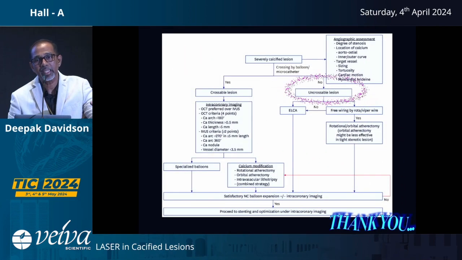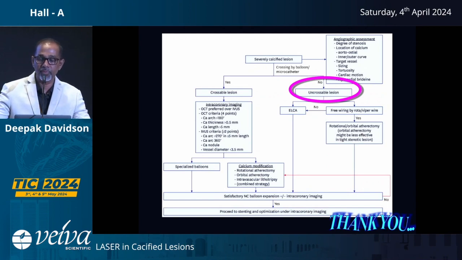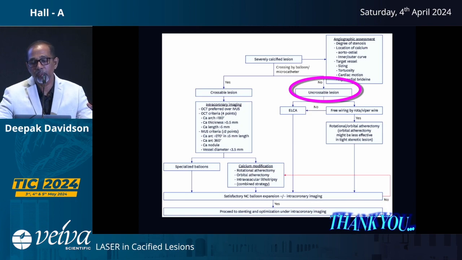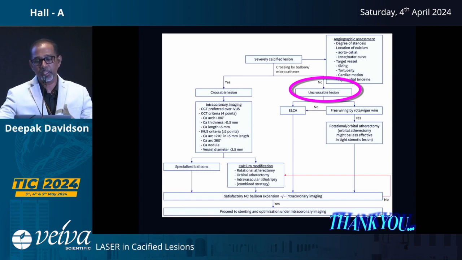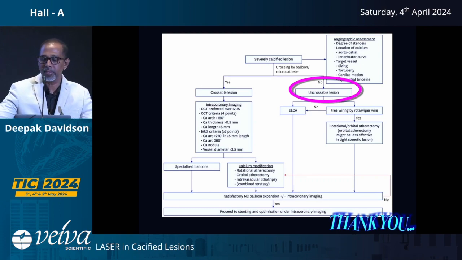So dear friends, in a calcified lesion, we do have many options to manage these particular patients. We have the ablation therapies like rotablation as well as orbital atherectomy. We have the balloon-based technology. So in a heavily calcified lesion, many times you would need two strategies. That is, you would need an ablation strategy. You would also need a balloon-based strategy in a heavily calcified lesion.